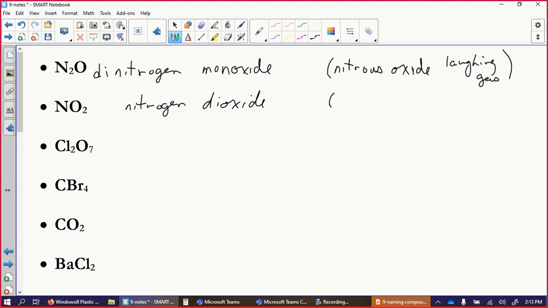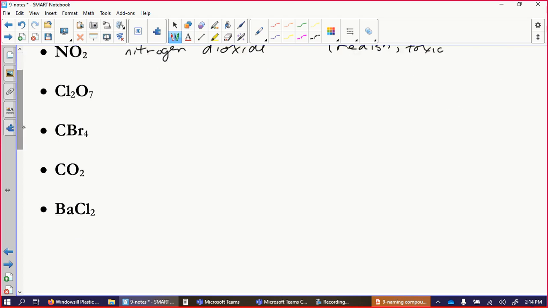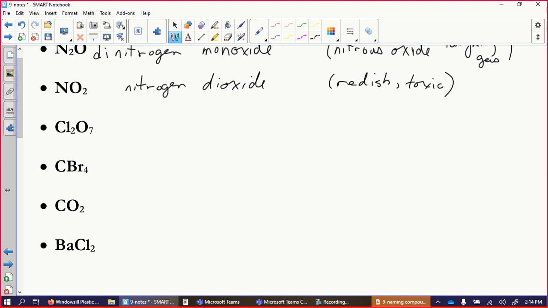Nitrogen dioxide is reddish. It's a pollutant. It comes out when you burn a fossil fuel, there's some nitrogen in there, and that's the byproduct of burning it. And in high enough concentrations, that's toxic and can be very bad. But I don't know why I'm wasting time on that.